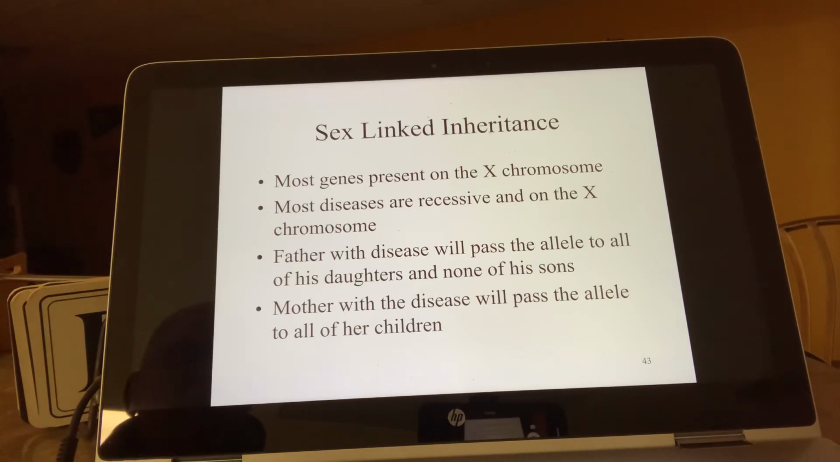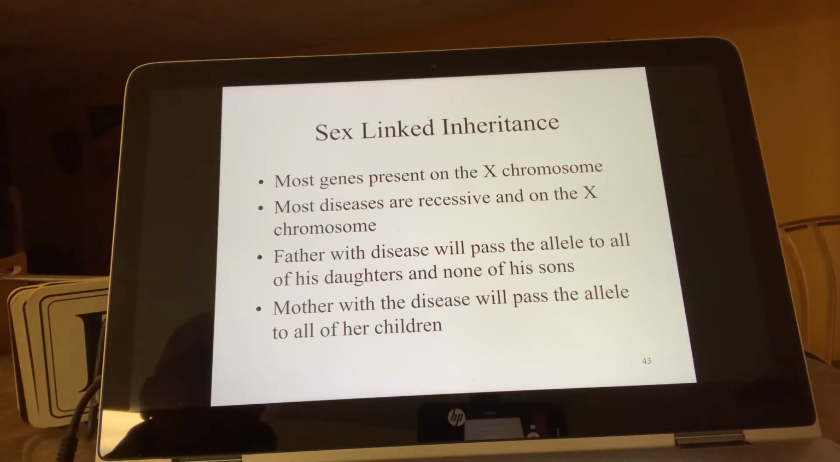And most of these diseases are actually recessive in nature, which means you have to have both of the alleles in the female to have the disease. In the male, you only have to have one of the alleles because the Y chromosome does not have a corresponding allele to that. What does that mean? Basic rules of sex-linked recessive inheritance.